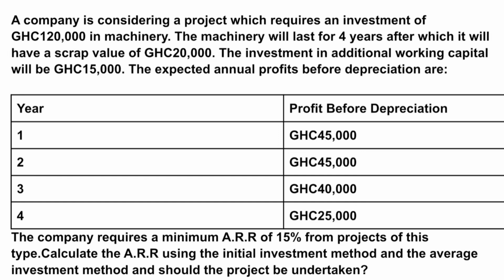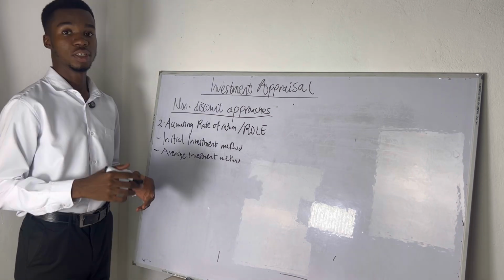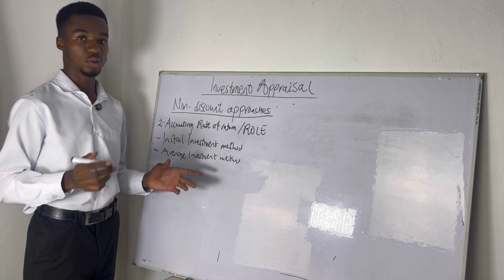The company requires a minimum accounting rate of return of 15% from projects of this type. Calculate the ARR using the initial investment method and the average investment method, and should the project be undertaken? So this one has a question for both the initial investment and the average investment methods. In case a question like this comes in the exam, this is how you are supposed to go about it.